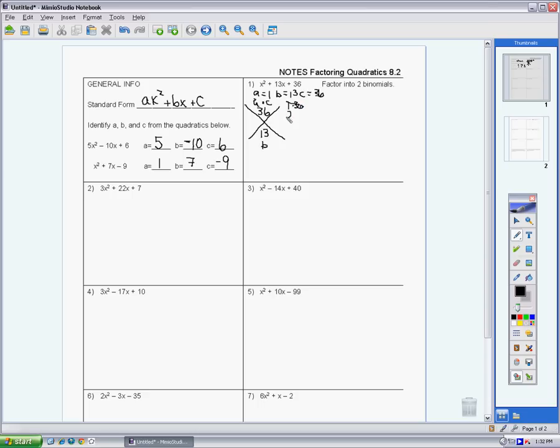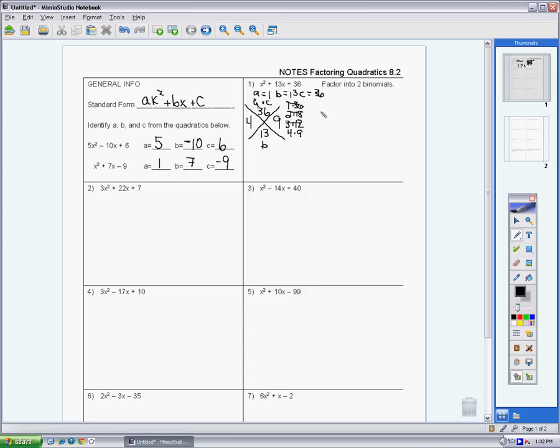2 and 18 would be next. Well, 2 plus 18 is 20. That doesn't equal 13, so that doesn't work. 3 times 12 adds up to 15. We're getting closer, but that doesn't add up to 13. So my next set of factors are 4 and 9. 4 plus 9 does add up to 13. So I'm going to fill in the side of my X with the factors 4 and 9.